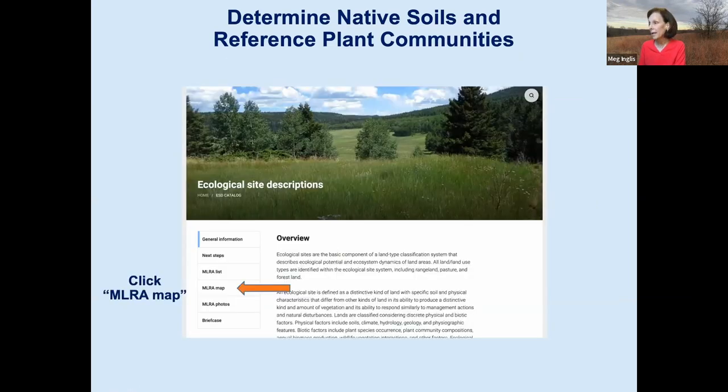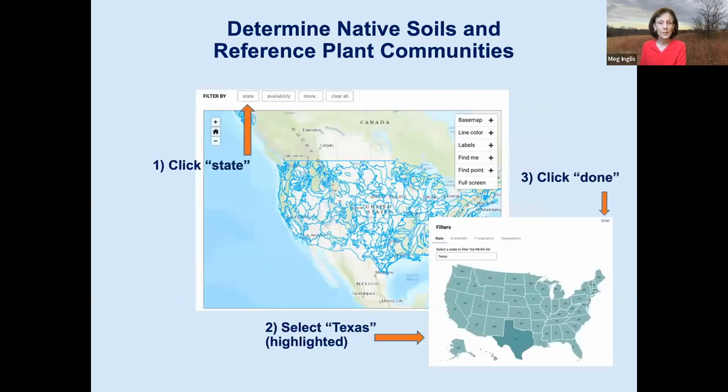MLRA, by the way, stands for Major Land Resource Area. So we're going to the Major Land Resource Area map. When you click on the MLRA map, this is what you see, the map of the United States. Now you can get to Texas in a number of different ways, but we're demonstrating a simple way. The first thing you need to do is click on state, and then you select Texas. There's a drop-down list and you'll select Texas.